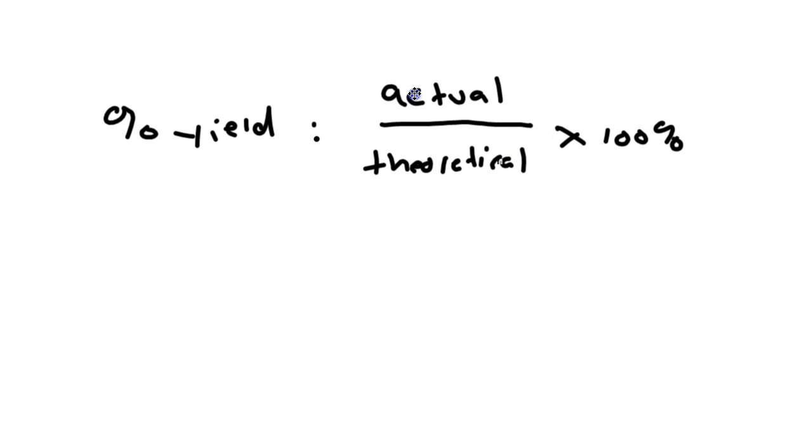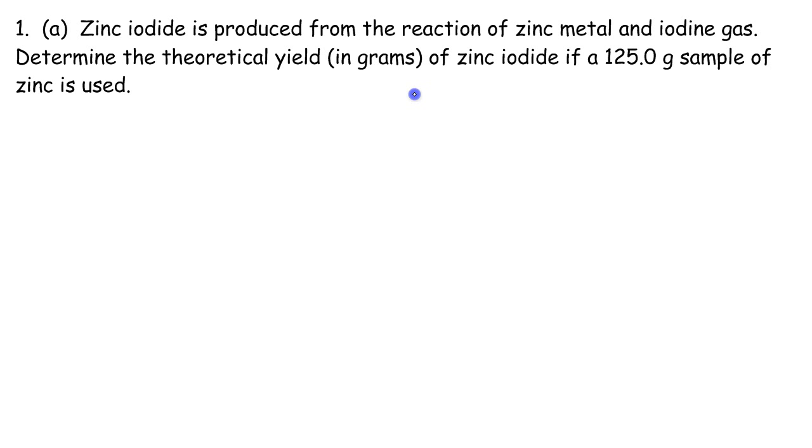So we're going to solve for this in 2 steps. The first is to do a gram to gram conversion, and the second is to use the percent yield formula in order to find our percent yield. So let's look at our problem for this tutorial. It says zinc iodide is produced from the reaction of zinc metal and iodine gas.